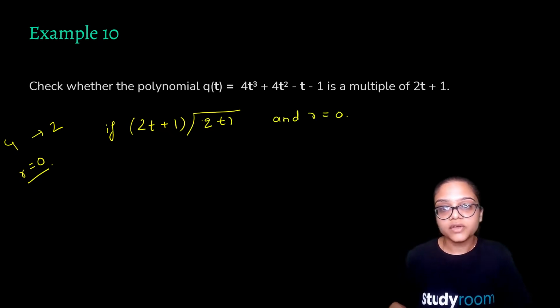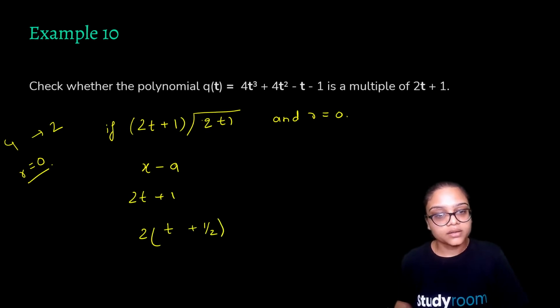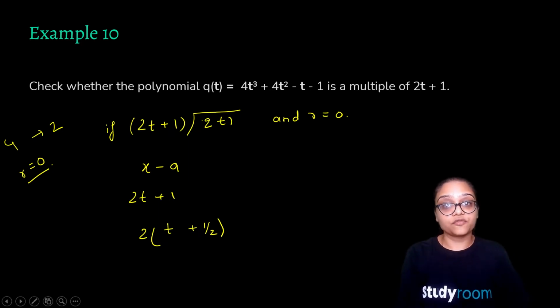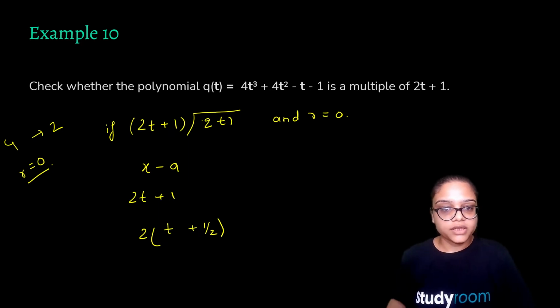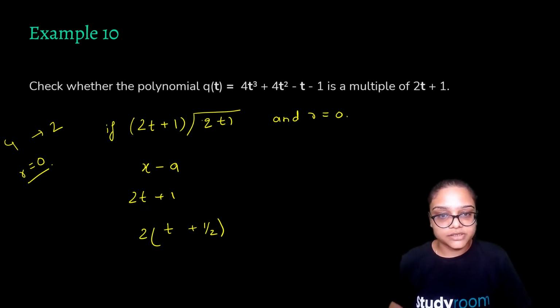So how to check it? It's of the form x minus a. How to make it of the form x minus a? It's given 2t plus 1. Just take 2 out as a constant. We can do that. And how would you tackle the 2 now? Just think for a while. I hope you have drawn a conclusion. If not, just come with me. Now, the first thing you would do is make the divisor 0. So at what value is the divisor becoming 0? It's t equals minus half.